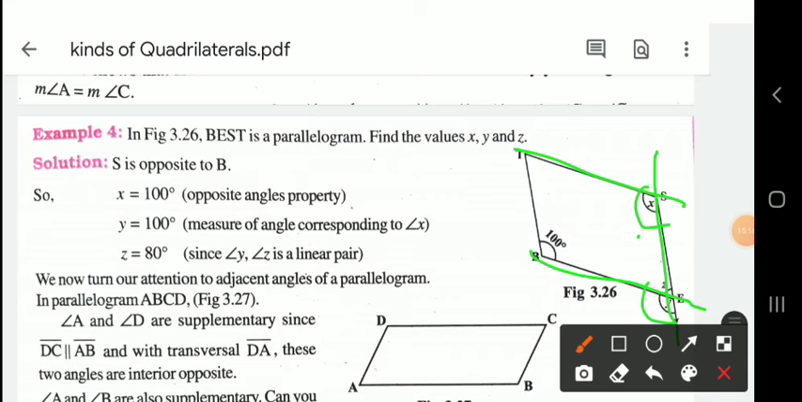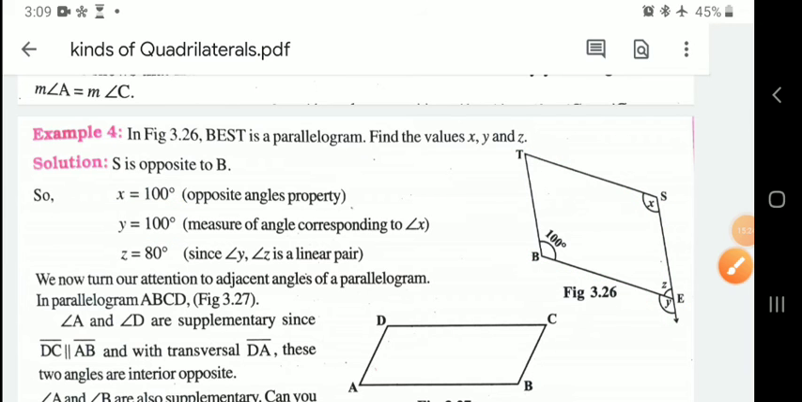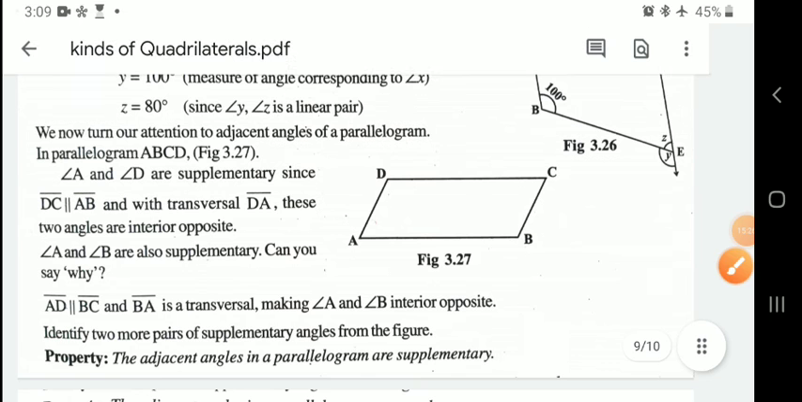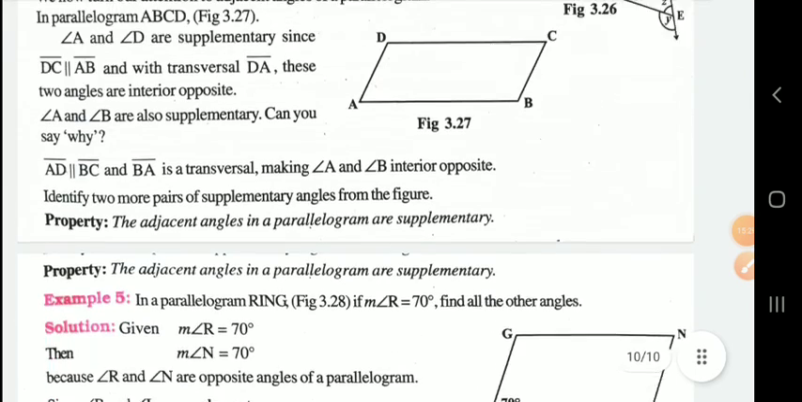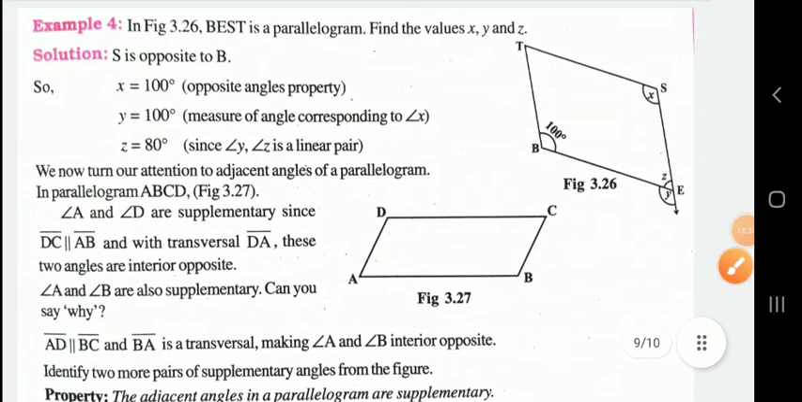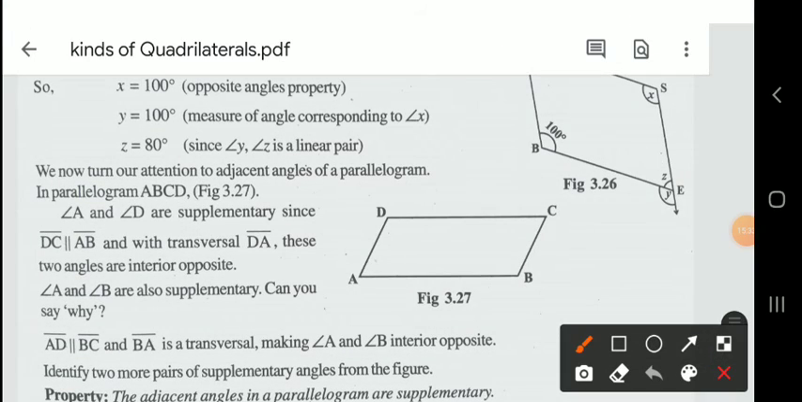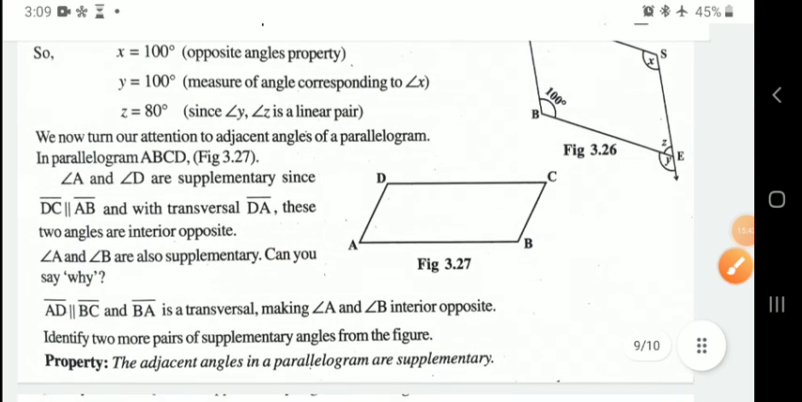So, if angle X is equal to 100 degree, then angle Y and angle Z are linear. So, if the angle Y is 100 degree, then what is the angle Z? Yes, it is 80 degree. So, here we get Y is equal to 100 degree and Z is equal to 80 degree.